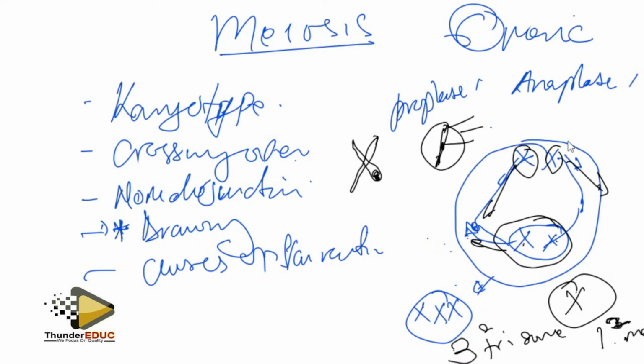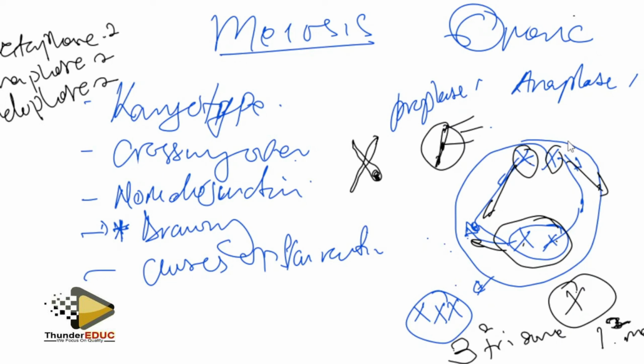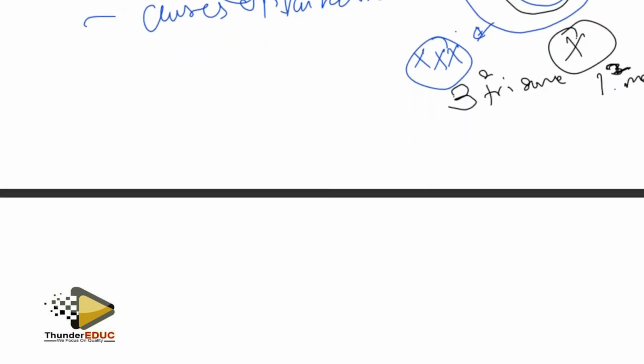I want to give you one thing students always mess up with. It is metaphase. Listen carefully. Anaphase, then telophase. I'm going to say this: metaphase 2, anaphase 2, telophase 2. When these chromosomes, let me show you here down.